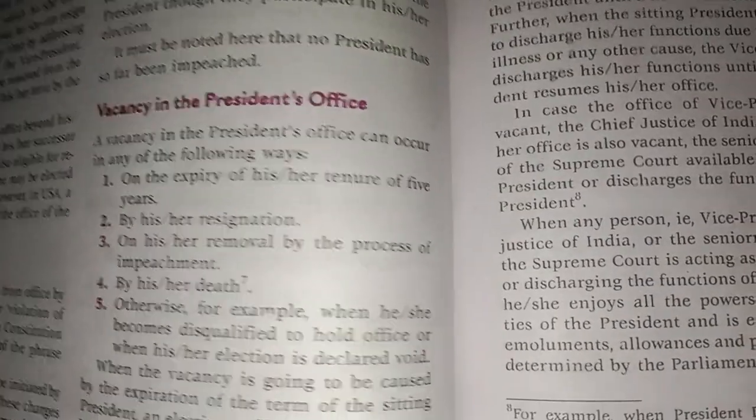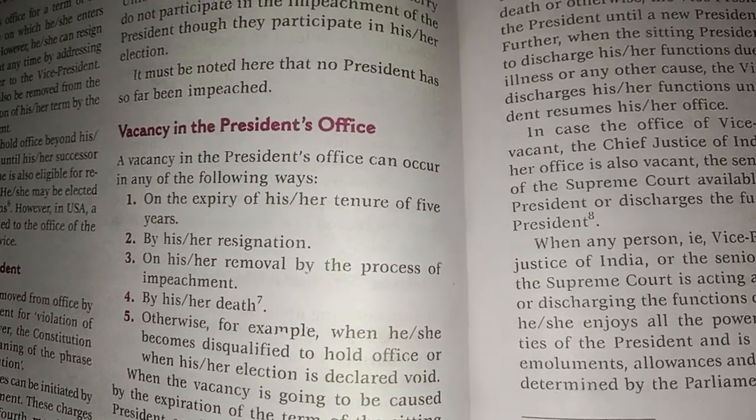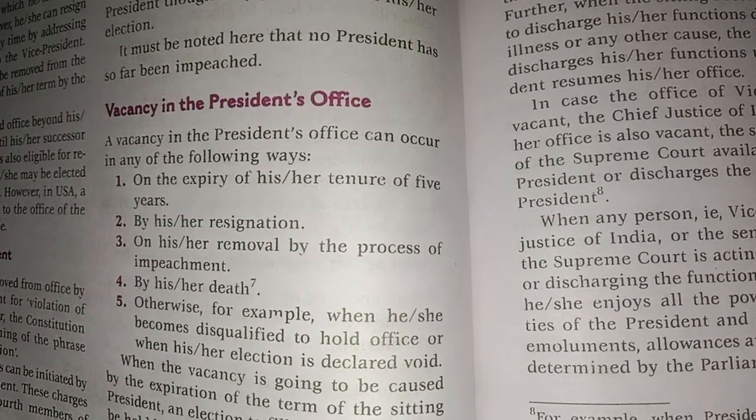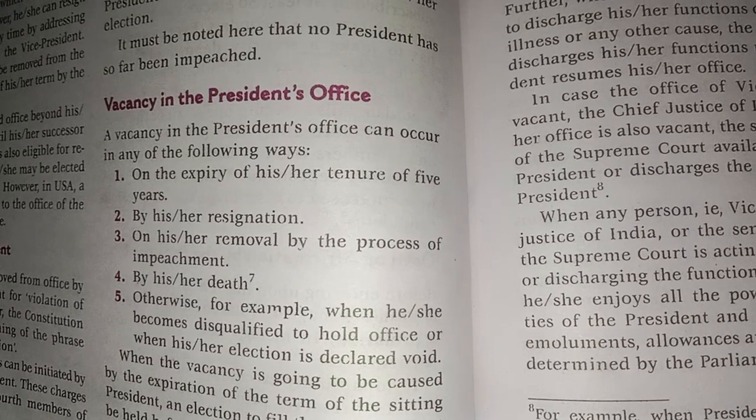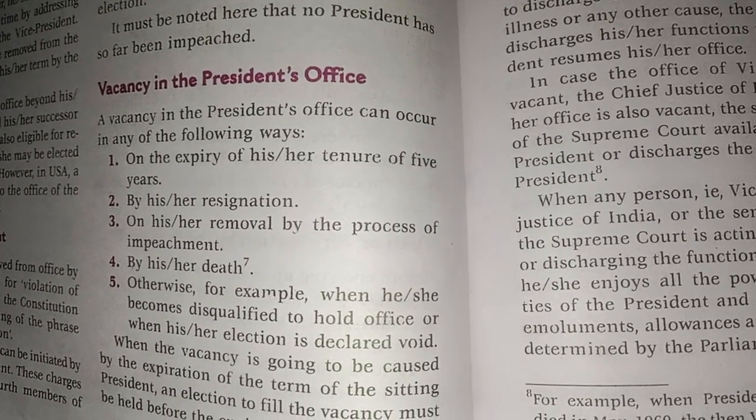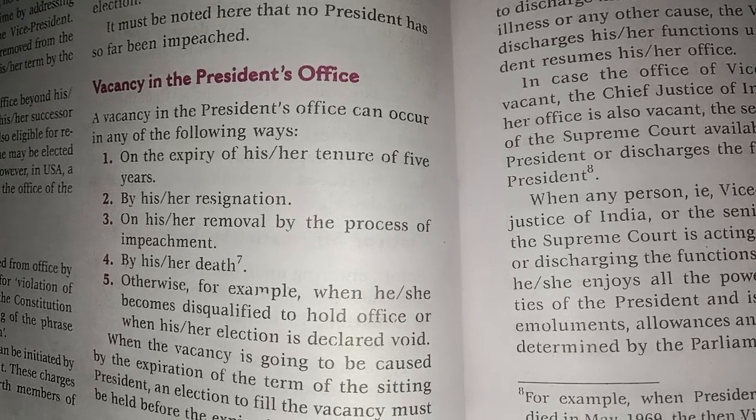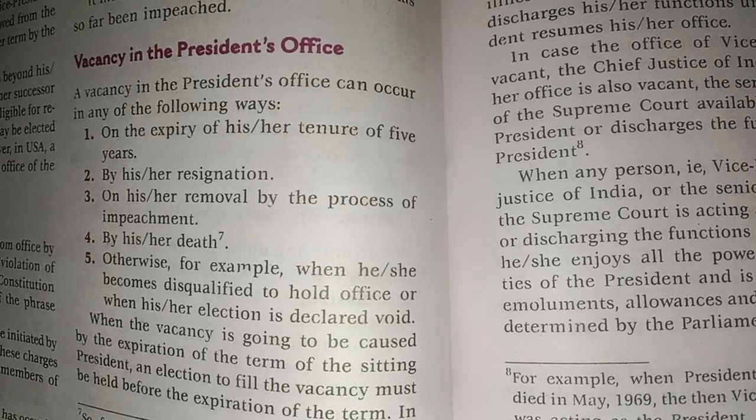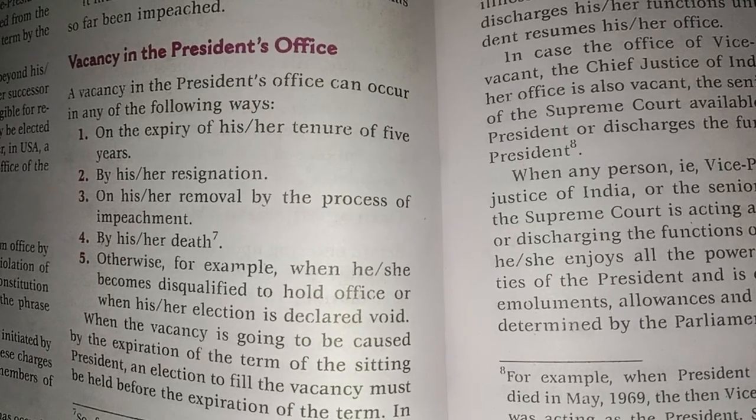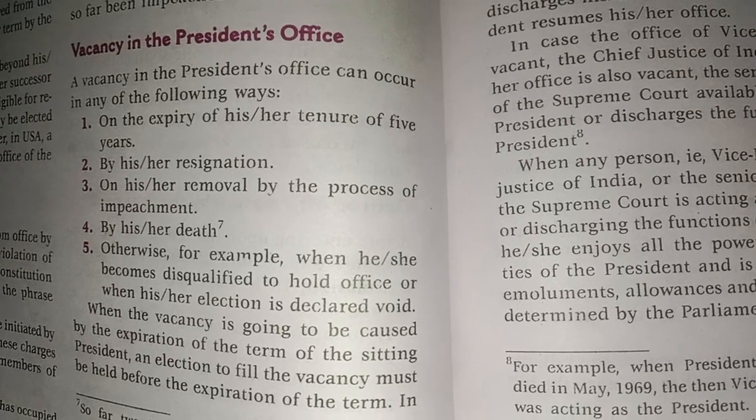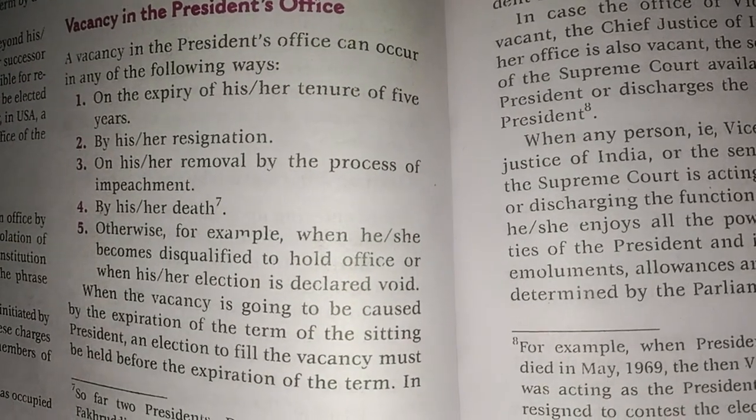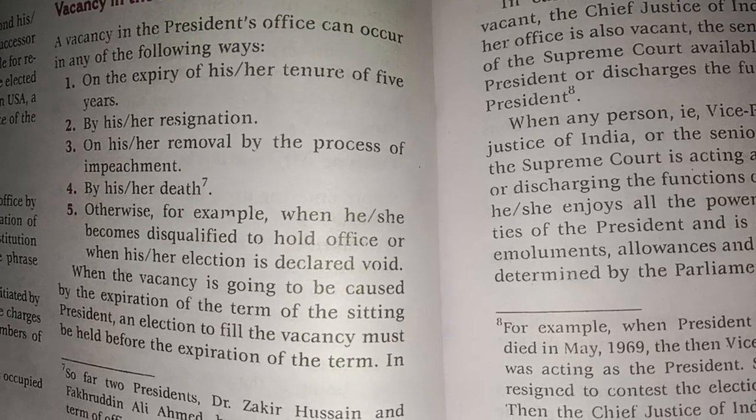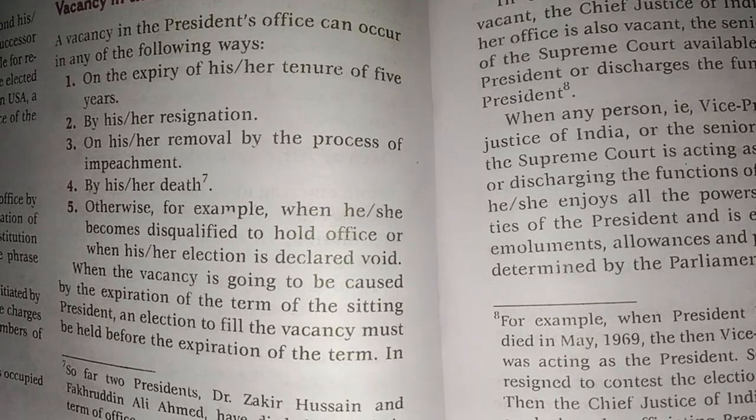Vacancy in the President's office. A vacancy in the President's office can occur in any of the following ways. 1. On the expiry of his or her tenure of 5 years. 2. By his or her resignation. 3. On being removed by the process of impeachment. 4. By his or her death. 5. Otherwise, for example, when he or she becomes disqualified to hold office, or when his or her election is declared void.